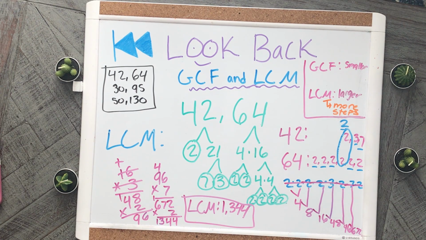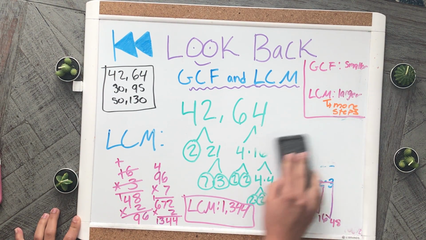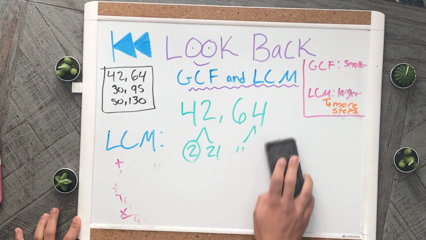Alrighty, so that's quite a difference. The greatest common factor was 2, whereas the least common multiple is 1,344. So let's look at another one. Maybe you'll get a little bit more of a gist.